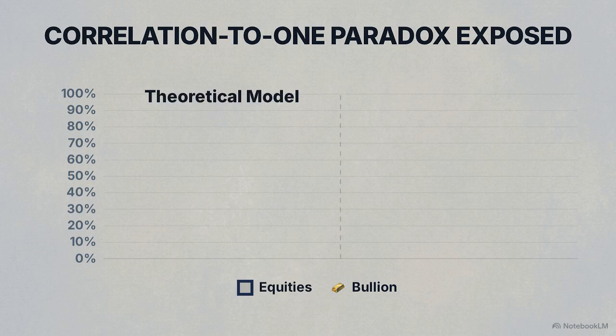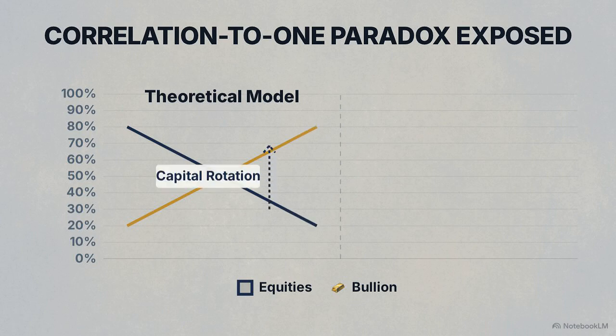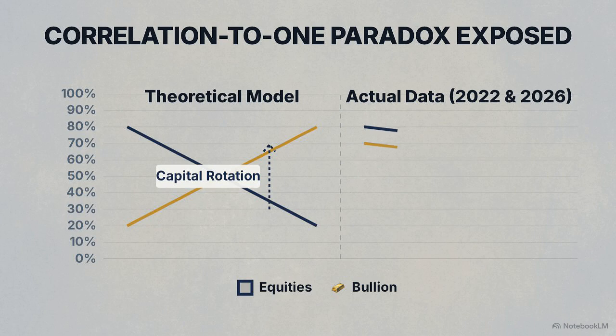This split-screen chart illustrates how modern portfolio theory relies on a strict set of assumptions. The left side models the standard expectation. Equities and gold move in opposite directions. Financial theory dictates that when growth slows and the stock market falls, investors rotate capital into gold as a counter-cyclical anchor. The market shocks of 2022 and 2026 shattered that assumption.